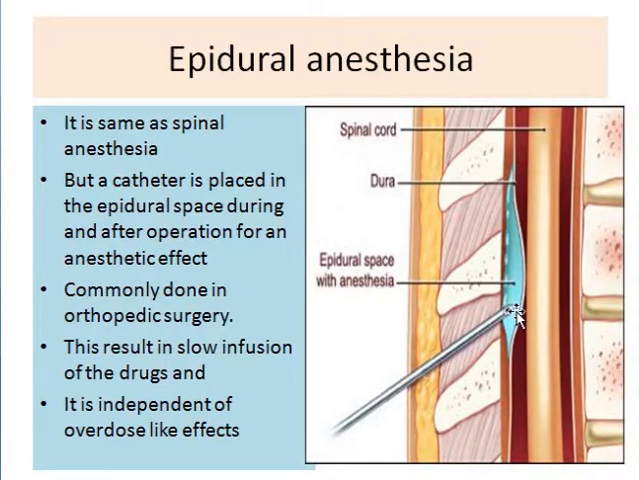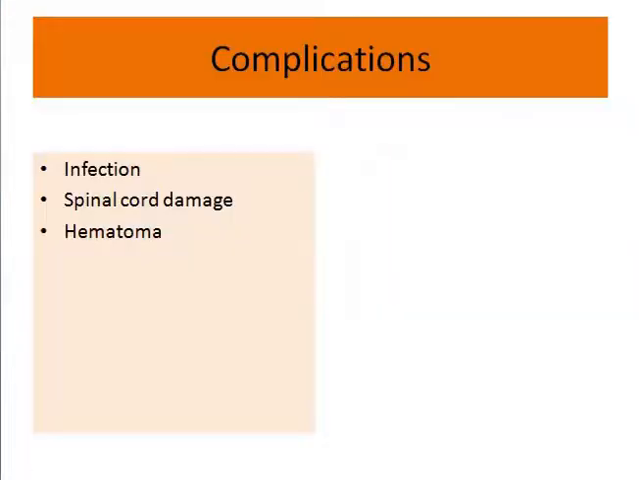So, a catheter is placed over this respective area, and this is kept during and after the operation for its full anesthetic effect. Now, this type of anesthesia is commonly given in orthopedic surgery because there is a lot of pain during and after the procedure, so an adequate amount of analgesia is created in order to overcome that pain. Now, these drugs are given in slow infusions and they are independent of overdose-like effect.